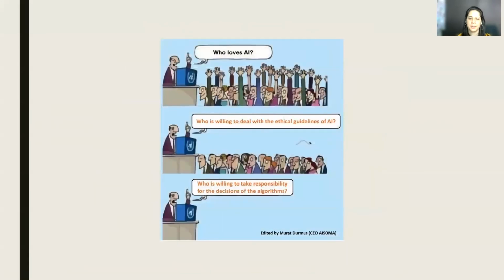This is an image which I borrowed from LinkedIn, shared by Ms. Merve Durmus. Everybody loves AI. It's a great buzzword, and people are using machine learning to do some great work. There's a lot of research happening in this field. But we also have to look at the ethical implications. We cannot just blindly deploy machine learning models; we also have to take responsibility for the decisions of the algorithm and ensure that they are not discriminating, not biased, and not treating anybody unfairly based on their gender or race.